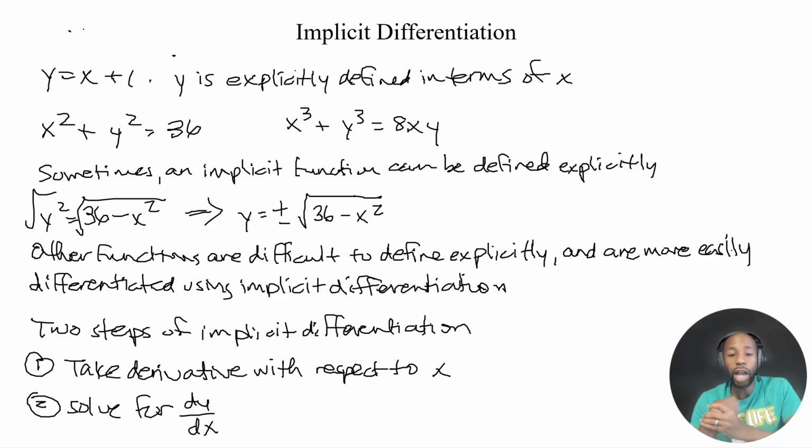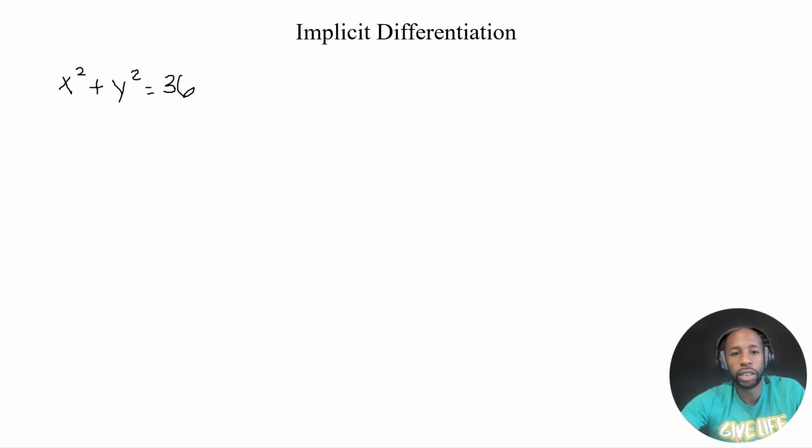Okay, so now we're going to actually differentiate these two functions that we put here: x squared plus y squared equals 36 and x cubed plus y cubed equals 8xy. Let us look at the following equation: x squared plus y squared equals 36, and we want to find dy dx.